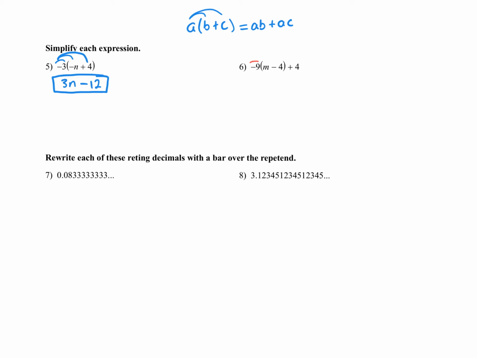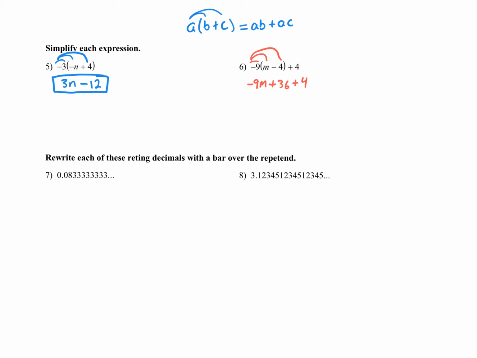same idea here. So I'm going to say that negative 9 times m. So it's negative 9m. And negative 9 times negative 4. Negative times a negative gives me positive. And then 9 times 4 is 36. But notice this plus 4 on the end is not inside my parentheses. So I don't distribute this negative 9 over here. It kind of just hangs out on the outside end. So I'll just go ahead and add that over here.